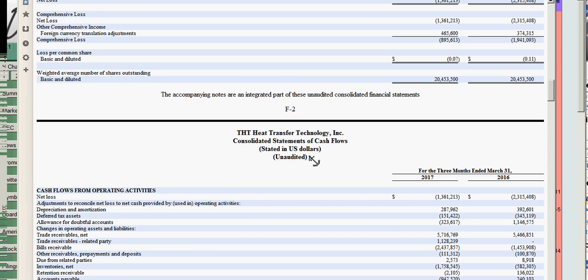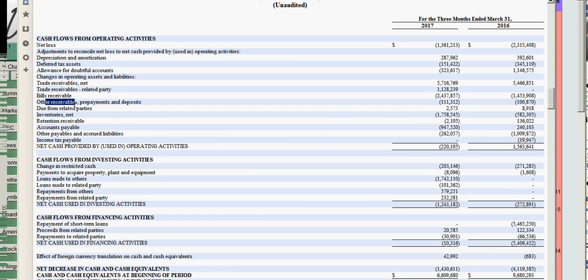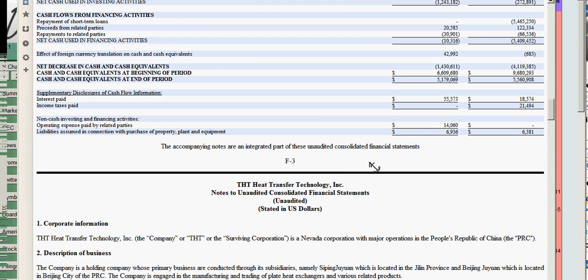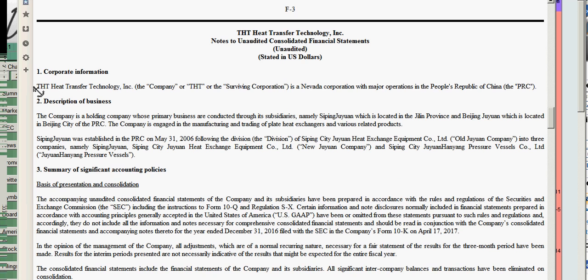Okay, so we've got revenues, and you can look at all these other little accounting items. But you know the basics: their assets, their liabilities, their revenues. Below all these numbers, you'll have a short paragraph that says what the company's about. It says Heat Transfer Technology is a Nevada corporation with major operations in the People's Republic of China. The company is a holding company whose primary business is conducted through subsidiaries, and it is engaged in manufacturing and trading of plate heat exchangers. Okay, that's what they do.